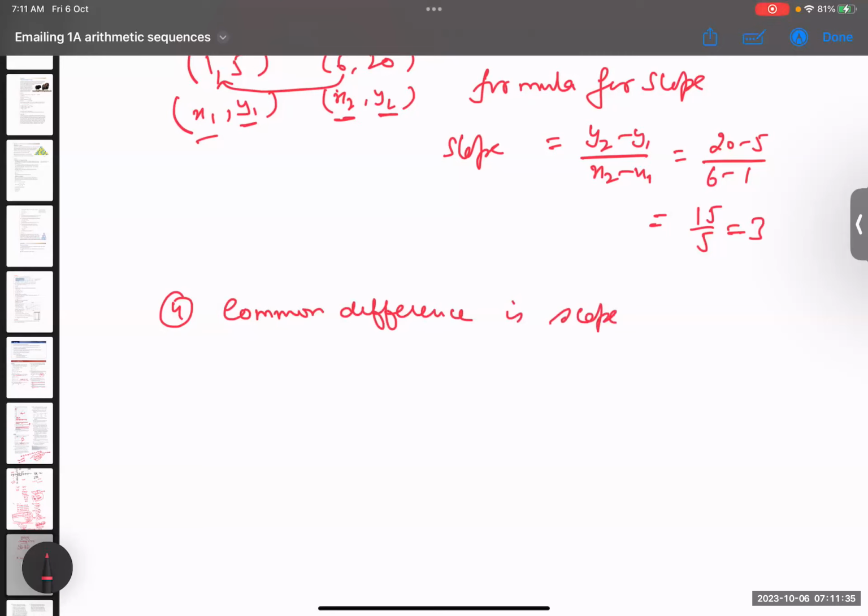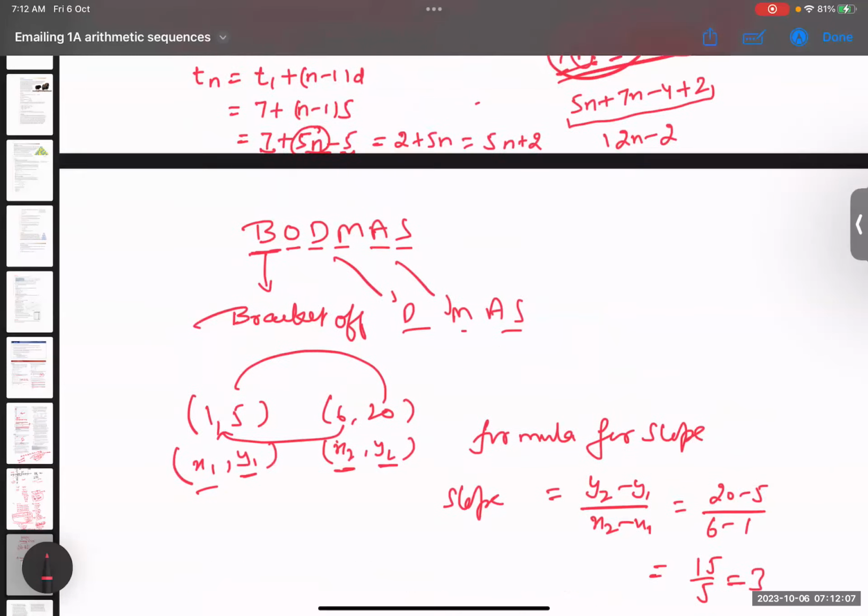What is the relationship between the slope and the formula? First you will write that the common difference is the slope, and n is multiplied by the common difference, which is the slope. That's what he's asking for. Is it clear? Any doubts?